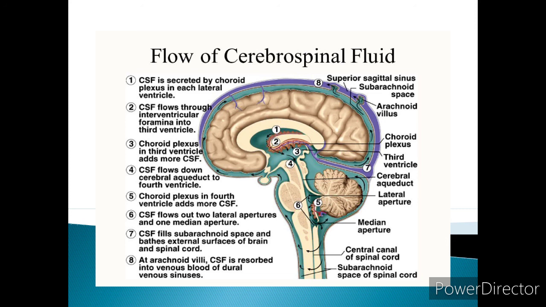Okay. So the CSF from the roof of the fourth ventricle flows through the foramina into the subarachnoid space and completely surrounds the brain and the spinal cord. There is no intrinsic system of CSF circulation, but its movement is aided by pulsating blood vessels, respiration and changes of posture.